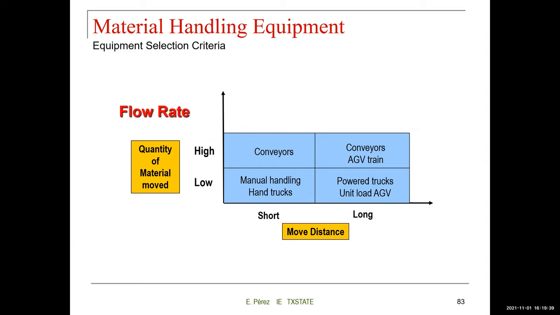If it is a combination, let's say high in terms of quantity of material to be moved and short in terms of move distance, then a conveyor. If it is long in terms of distance and very low in terms of material to be moved, then power trucks or unit load AGV will be a better option. So this is pretty useful in terms of decision-making, in terms of the major categories of equipment for material handling.